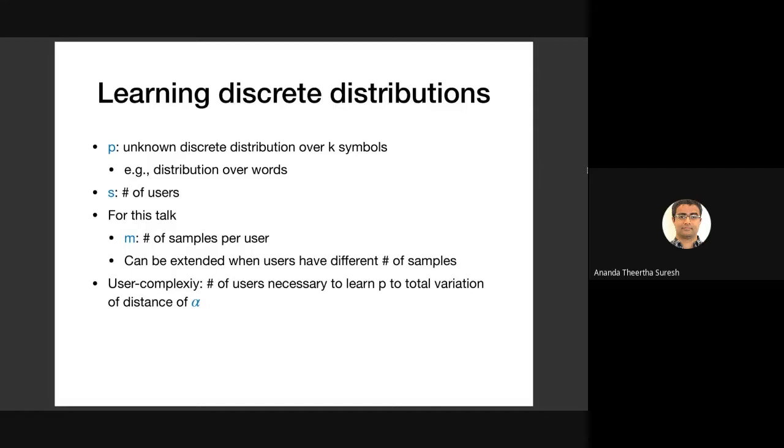So just to recap, we have 4 parameters. P is the unknown distribution, S is the number of users, M is the number of samples per user, and alpha is our target total variation distance.